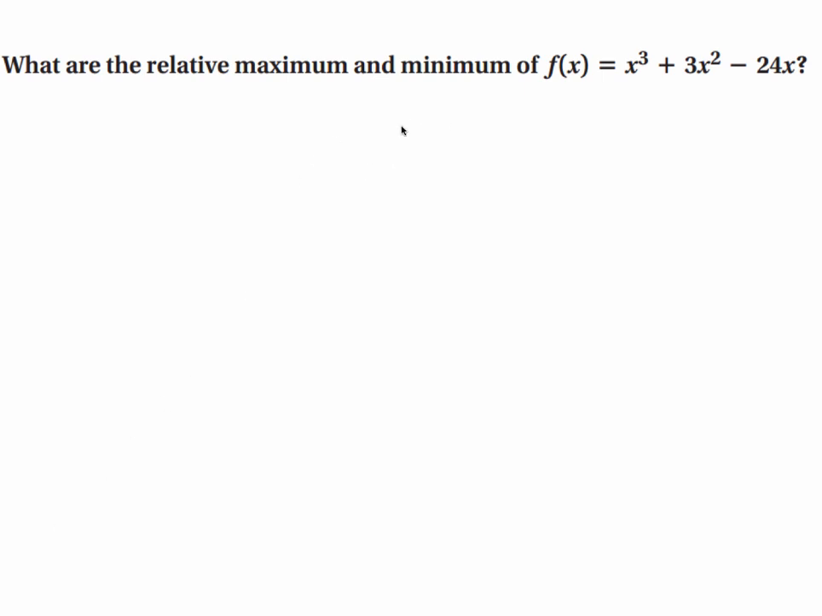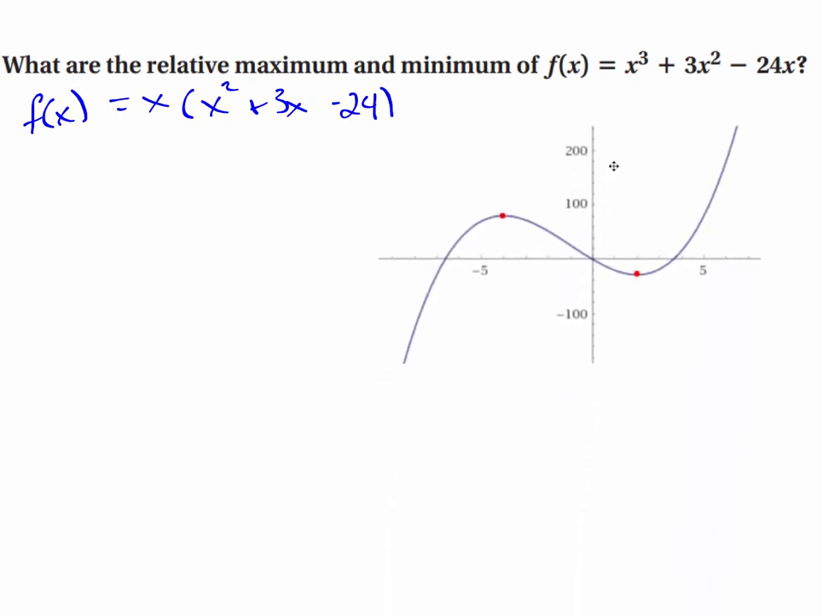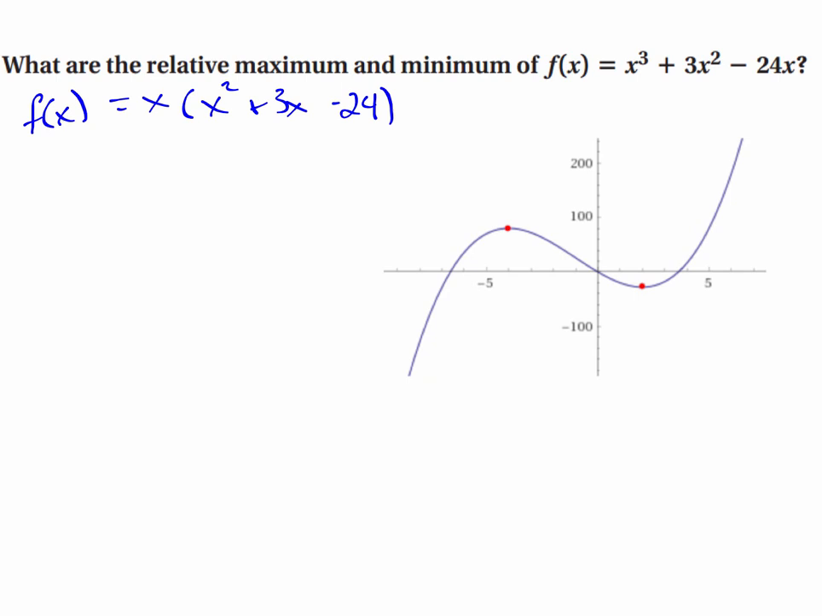If you want to find relative maxes and mins, well, let's look at this one. We're going to need to factor it. F of x is, let me pull an x out, x squared plus 3x minus 24. Now, this is not going to factor very well, so I'm going to go to my technology. And here, I have it graphed. And I see that I have a relative maximum at this point right here at x equal to -4.